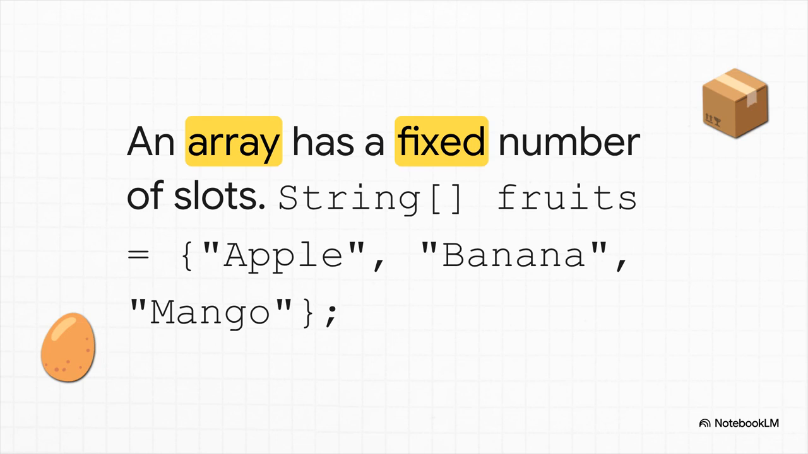You buy a carton that holds, say, a dozen eggs. Once you put 12 eggs in there, that's it. You can't magically add a 13th. Its size is set in stone from the very beginning.